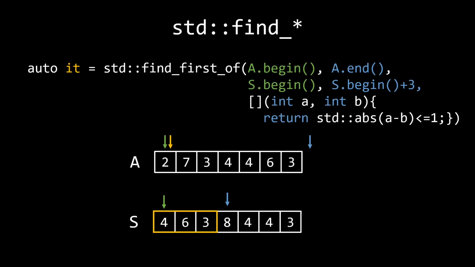Here we supply a lambda that will consider two integers equal if they differ by at most 1. With this new definition of equality, the number 7 is now identified to be equal to the number 6 from the search set. Of course, find first of could also be written as a find if with a lambda that checks whether the input element is one of the search elements. But in my opinion, using find first of is just a bit simpler and leads to more expressive code. So it's a good one to have in your toolkit.